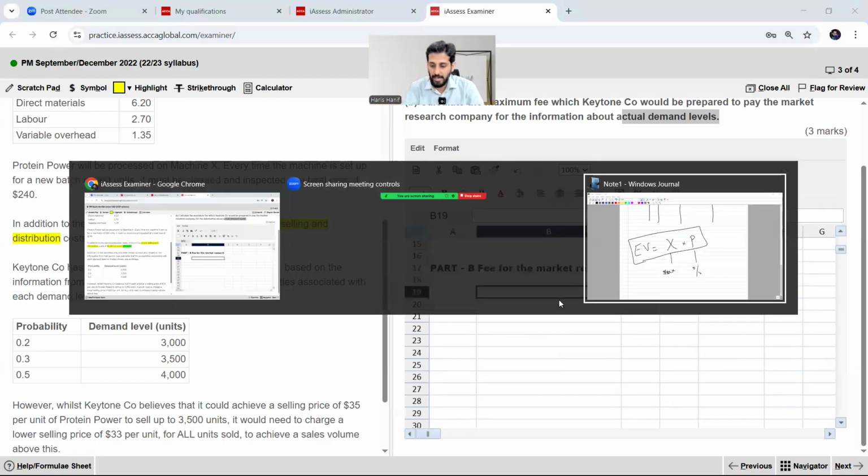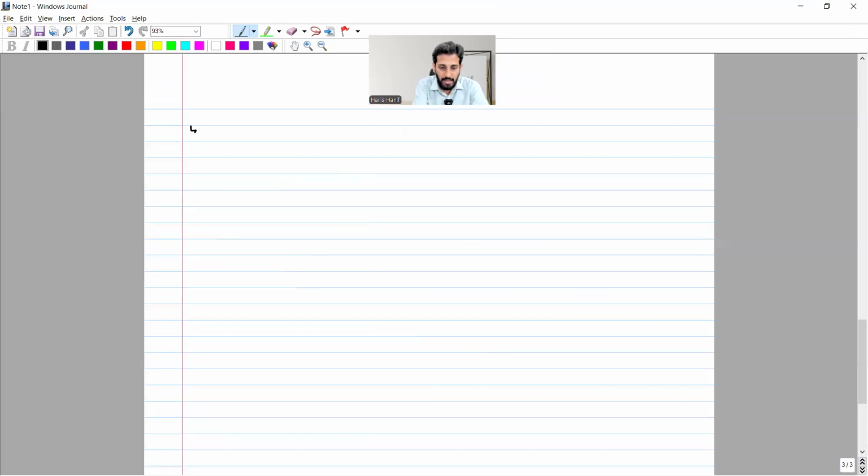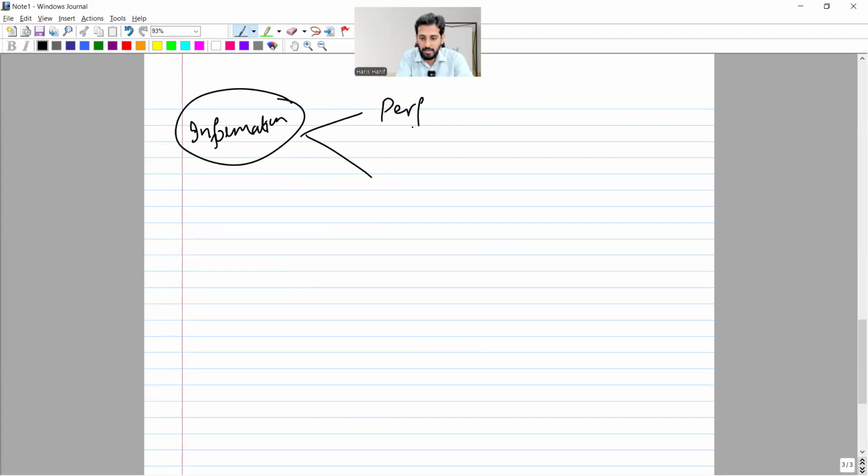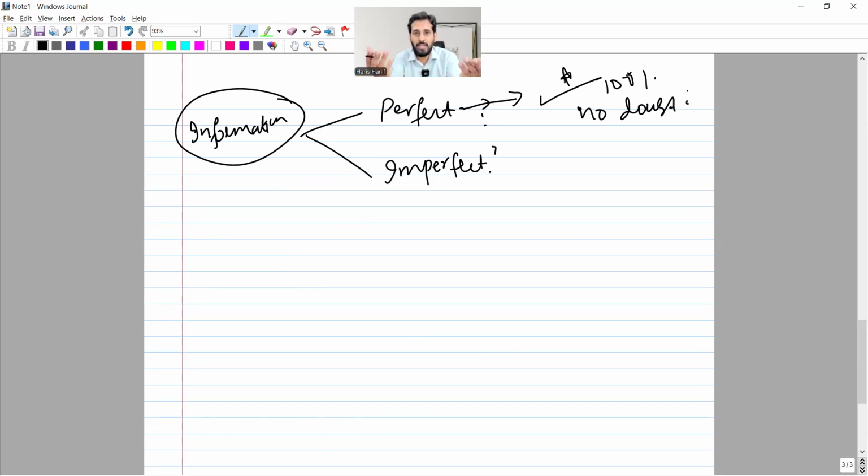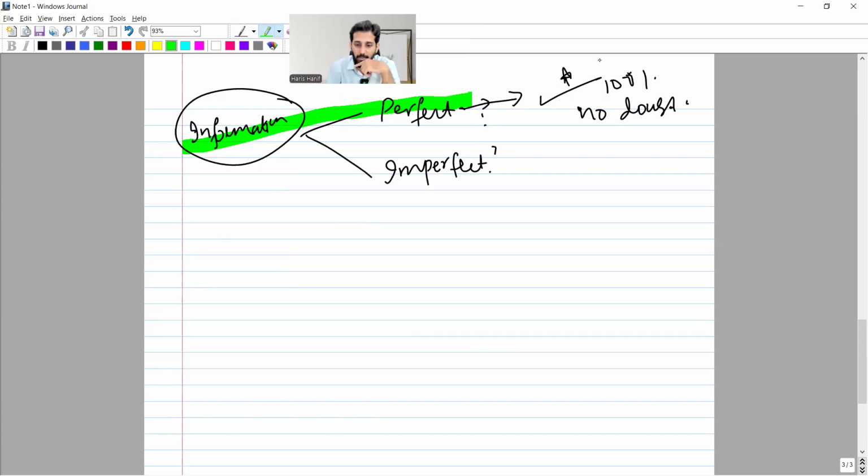Now, if I can guide you in a very simple way, there is information. If you remember from your basic topical lecture, the information would be either perfect or imperfect, right? The perfect information is that which is 100% accurate and in which there is no doubt. So obviously, when I'm asking you to pay me money for the market research, naturally you are asking for the perfect information, right?